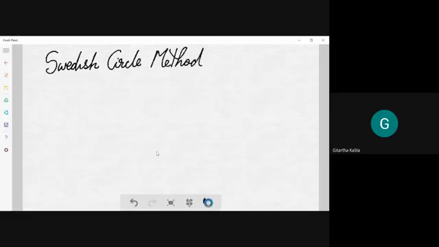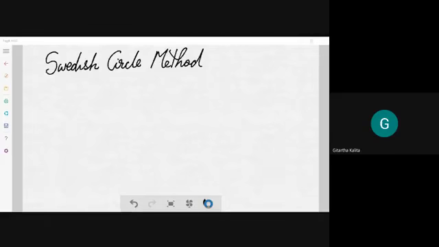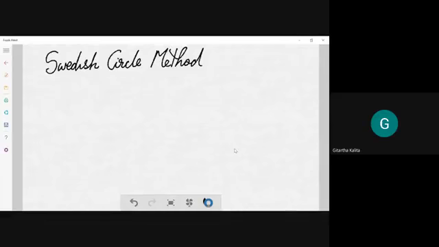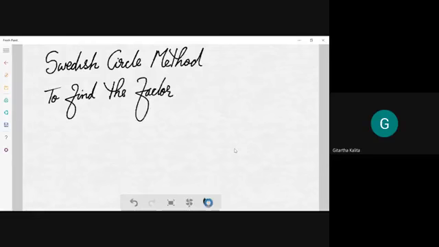So you can write down the heading: Swedish circle method. Here, basically, in this analysis, our ultimate aim is to find the factor of safety.